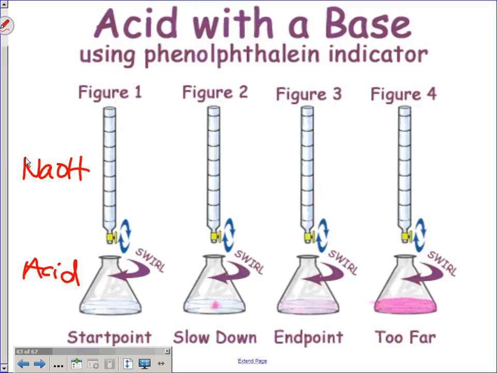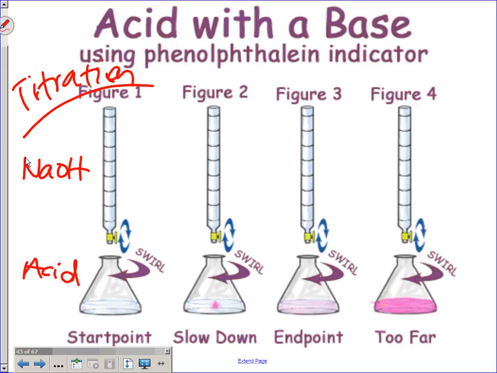Neutralization reaction. Okay, so this is a neutralization reaction. The titration, which it doesn't say up here, okay, the whole process is called a titration. The titration is a volumetric analysis, so we're looking at volumes and analyzing the volumes to determine the molarity of a particular substance, either the base or the acid.